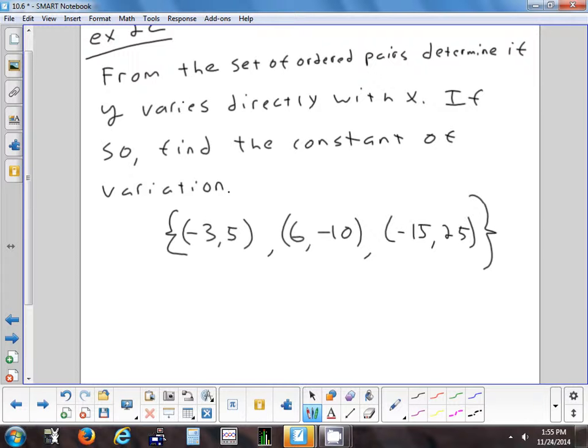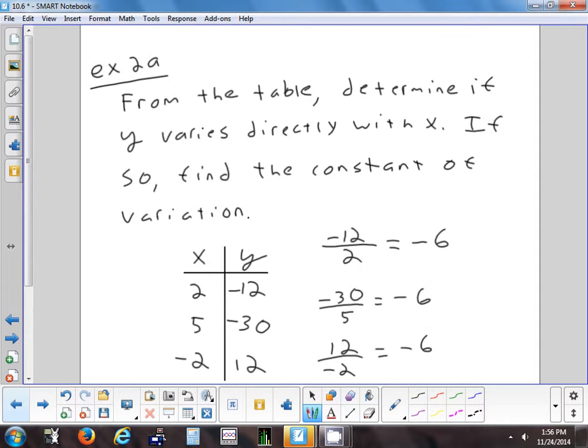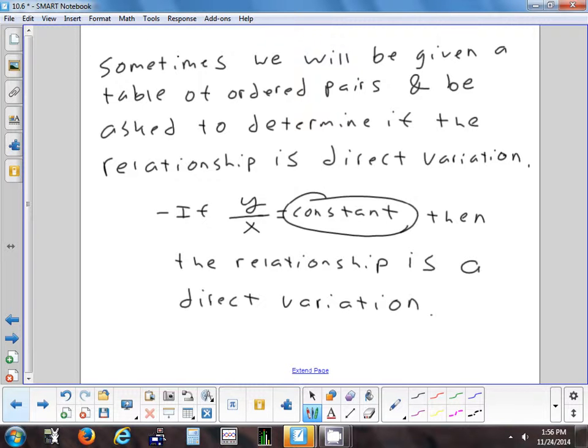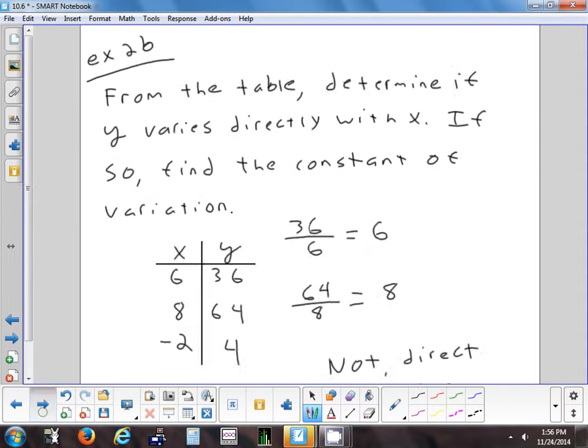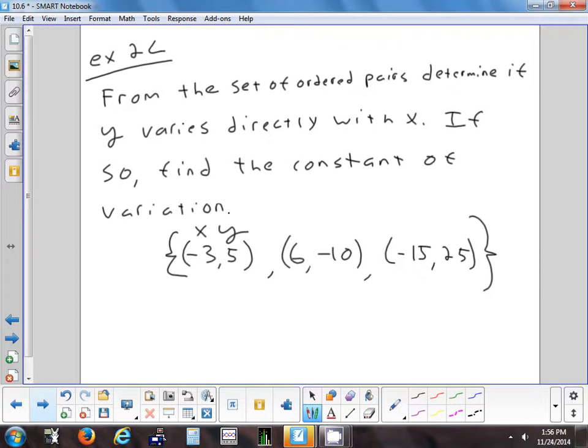What would be my calculation to check the first one? What goes on top when we divide? Is it x over y or y over x? Y over x. So what's y here? 5. Okay, what's x? -3. So -5 over -3... you can't reduce that, so don't worry about that one.